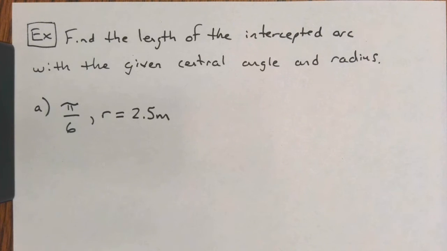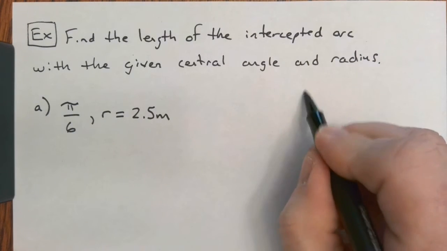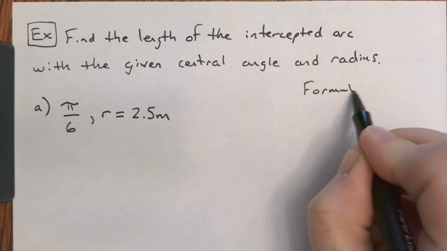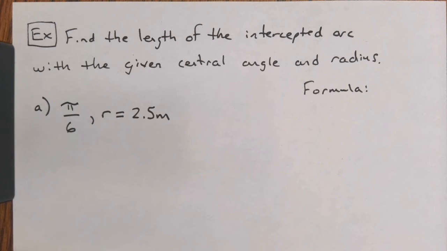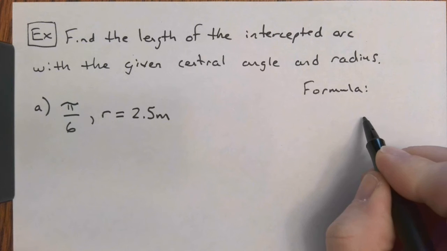For this example, we are going to find the length of the intercepted arc, and we are given a central angle, and we are given the radius. In order for us to do this problem, we need to know a formula. And the formula that we are going to be using is described best by a little diagram.